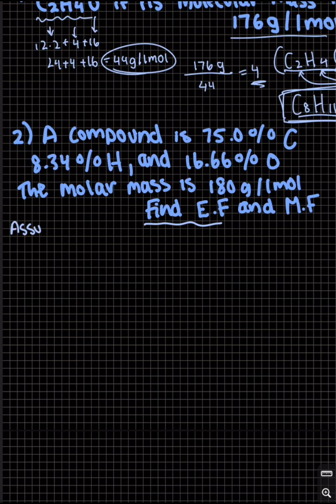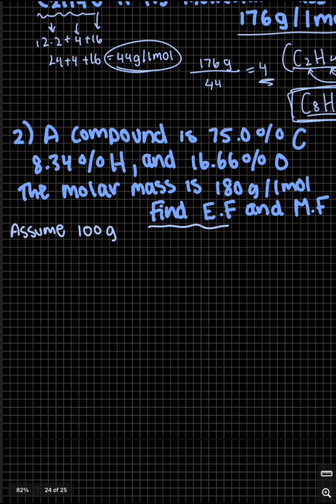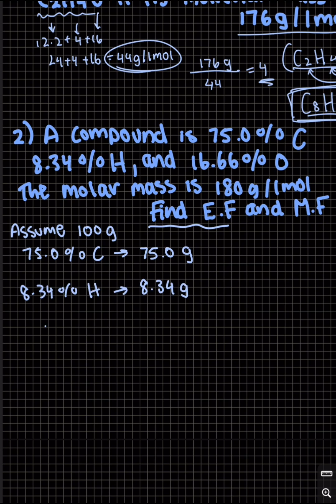First things first, because the mass of the whole compound is not given, we're going to assume that it's 100 grams. This is the simplest and most efficient way, because then I know that if it's 75.0% carbon, then it's just going to be 75.0 grams. The same math goes for everything else: 8.34% hydrogen is just 8.34 grams, and 16.66% oxygen is just going to be 16.66 grams. Now I found the mass.